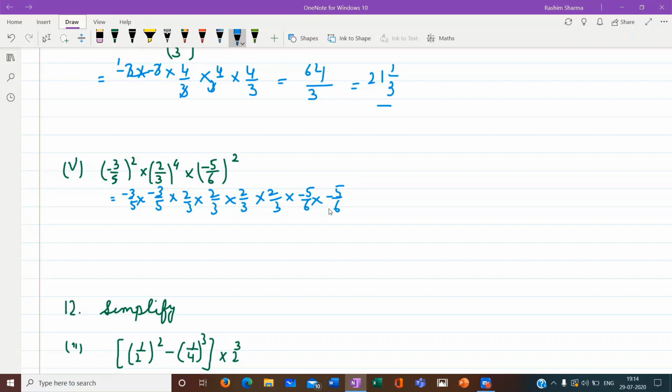Now we can cancel them here as much as possible. 3 cancels with 3. Here 5 cancels with 5. Now 2 3s are 6, and here also 2 3s are 6. Now negative sign 1, 2, 3, 4, even number of times, so it means our answer will be positive. Now 2 2s are 4. In the numerator, we are left with 4, and in the denominator, 3 into 3 into 3 into 3. 4 times 3 means 81. So this is the answer of fifth part, 4 on 81.